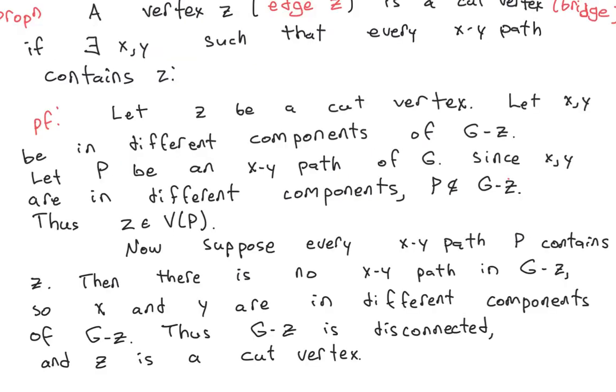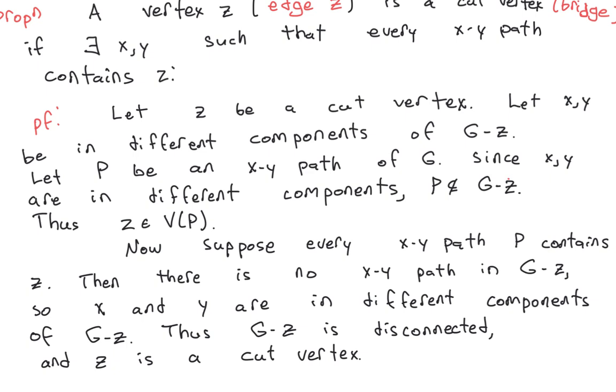All right, so here is another proposition. We're going to say a vertex z is a cut vertex in a graph G if and only if there exist two vertices x and y such that every path between x and y has to contain the vertex z. Note that in red I also state a corresponding version for edges. An edge is a bridge if and only if there exist vertices x and y such that every xy path contains the edge z.